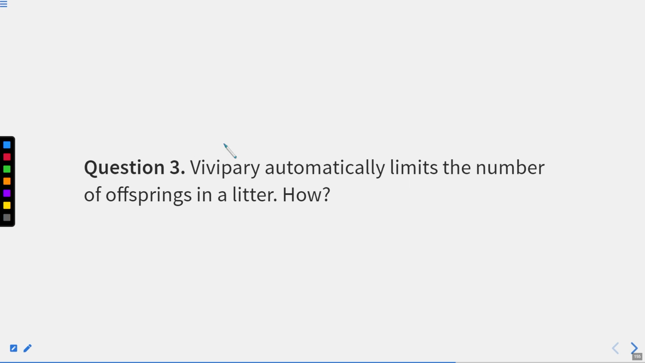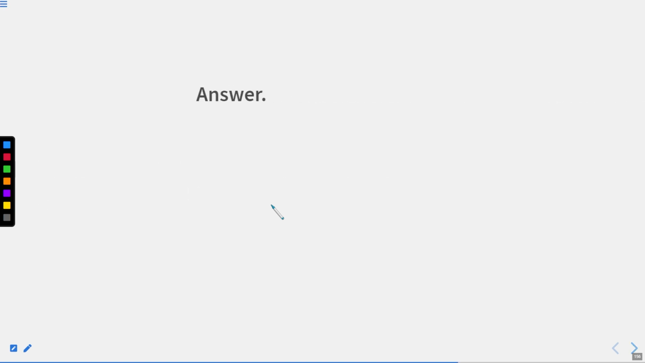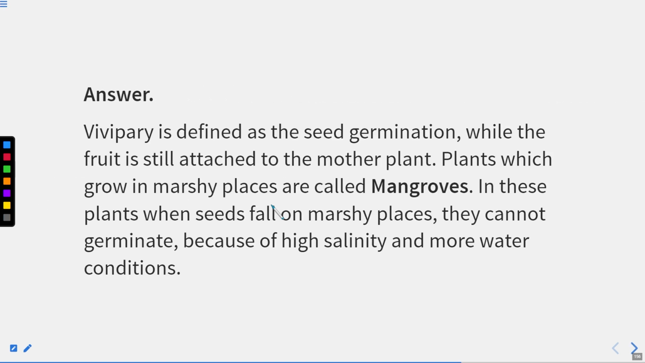Let's talk about question number 3. Okay, now vivipary automatically limits the number of offspring in a litter. How? You have to explain. So what is litter? Litter is the number of offspring animals produce in a single birth. This is known as litter. Now let's have a look at the answer. Let's discuss the answer for this question.